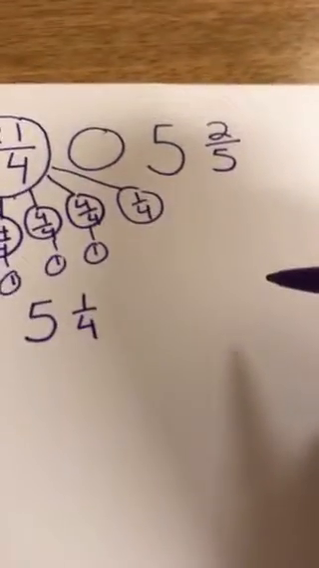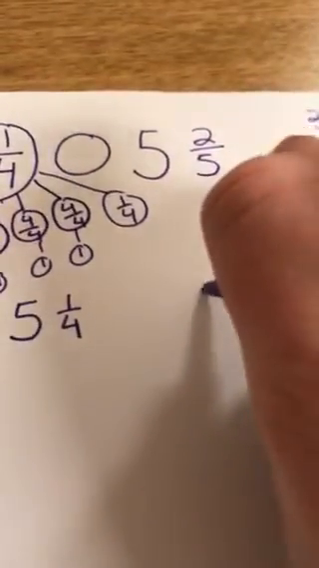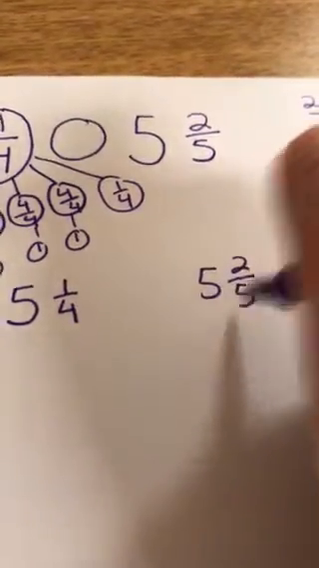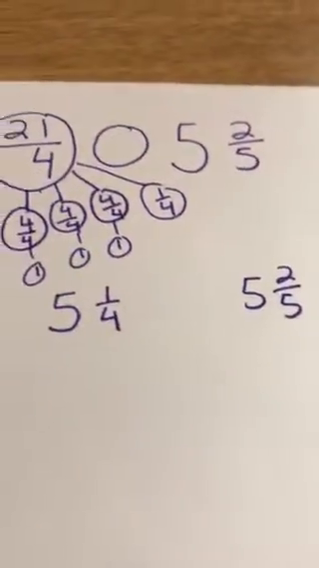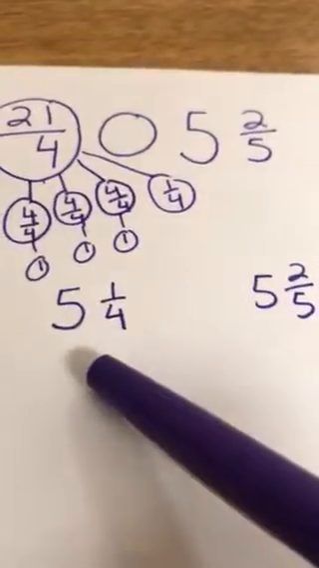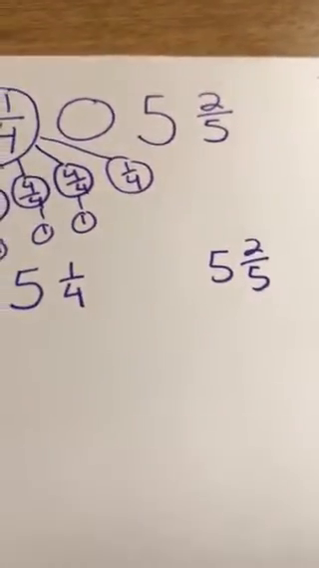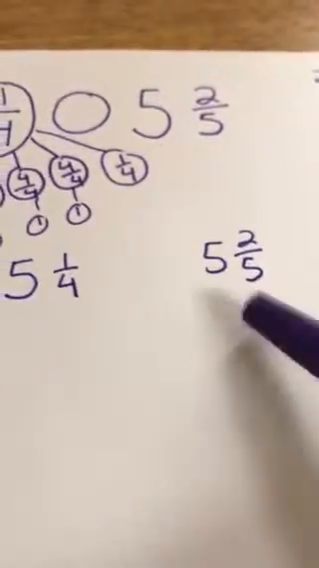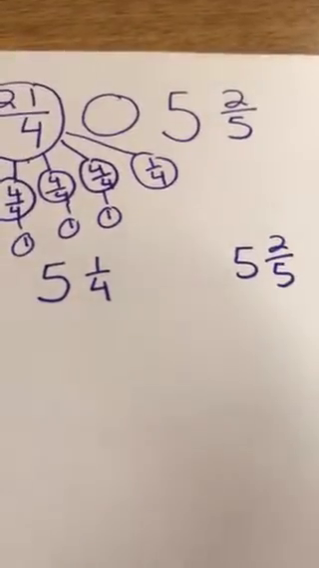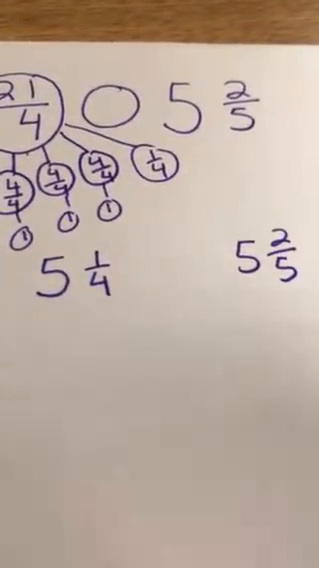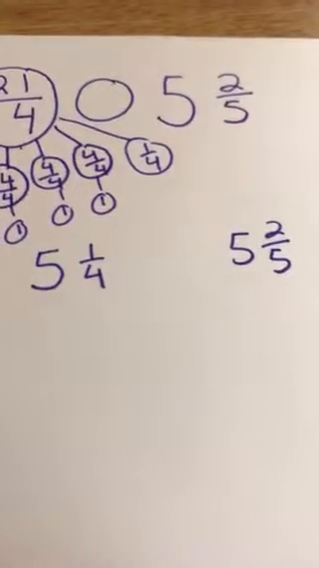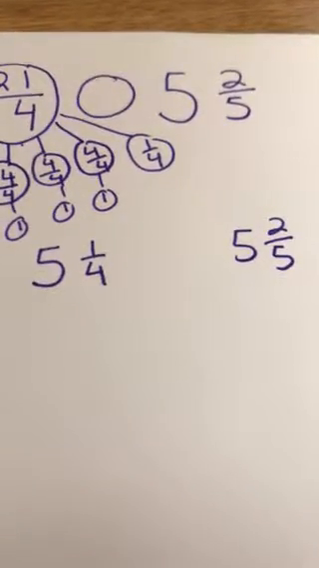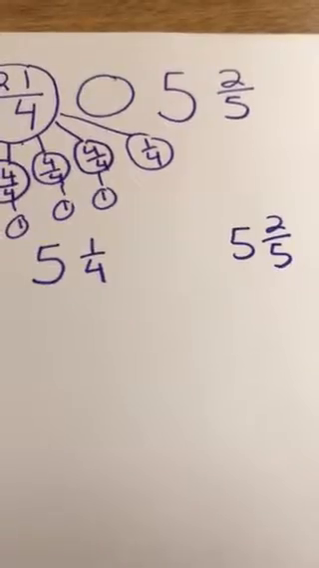So now we're comparing 5 and 1 fourth, and 5 and 2 fifths. Remember, we had 2 jobs to do in order to complete this task. So we renamed, and now we need to compare. Now, notice how my wholes are the same? That tells me I don't have to worry about it, because each has 5 wholes and a fractional piece. So I just need to compare those fractional pieces. So to compare those, I'm going to draw an area model.